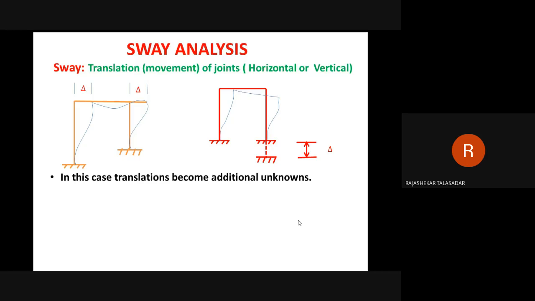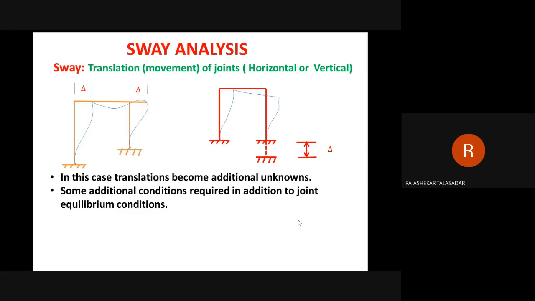Now, the frames which are having sway, in this case, translation becomes an additional unknown. Basically, the joint rotations are the unknowns. In addition to that, this translation, this delta, will become the additional unknown. So to solve continuous beams, you have already used joint rotations. To calculate joint rotations, you have used the joint equilibrium conditions. Now here, along with theta B and theta C, suppose this is A, B, C, D, along with theta B, theta C, delta is another unknown.